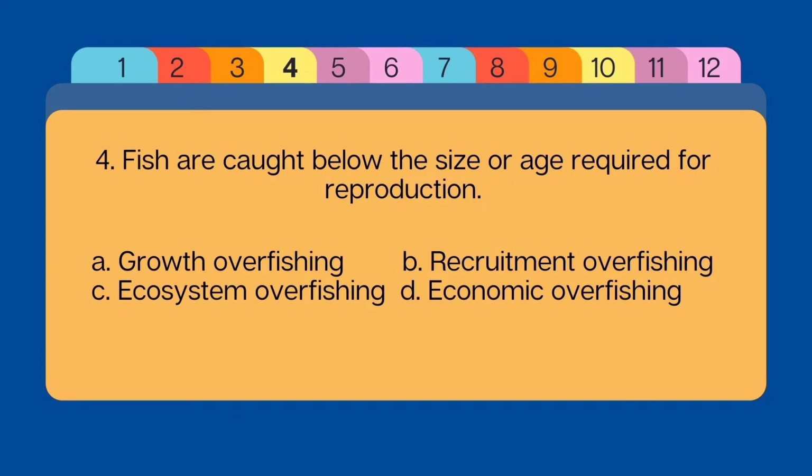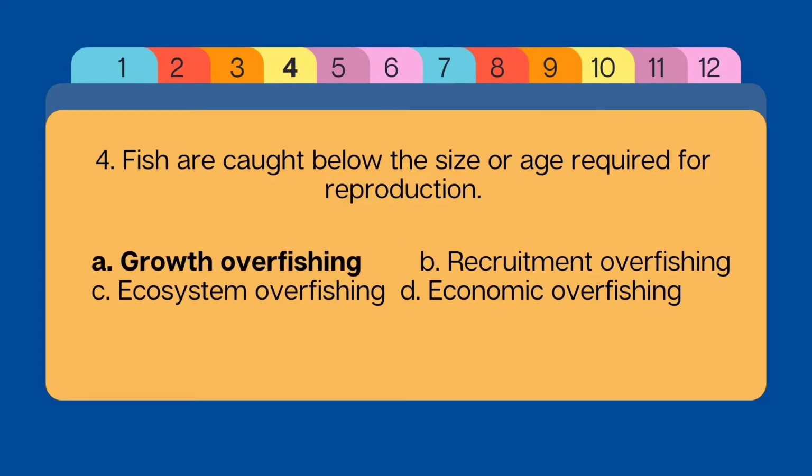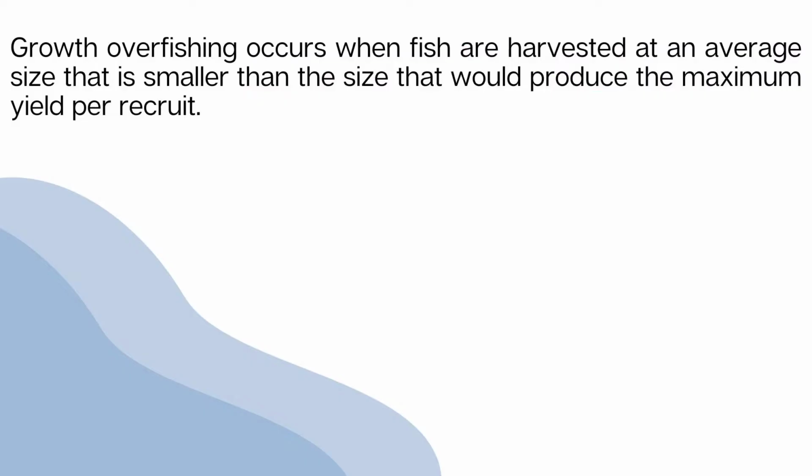Number 4. Fish are caught below the size or age required for reproduction. A. Growth overfishing, B. Recruitment overfishing, C. Ecosystem overfishing, or D. Economic overfishing. The answer is A. Growth overfishing. Growth overfishing occurs when fish are harvested at an average size that is smaller than the size that would produce the maximum yield per recruit.